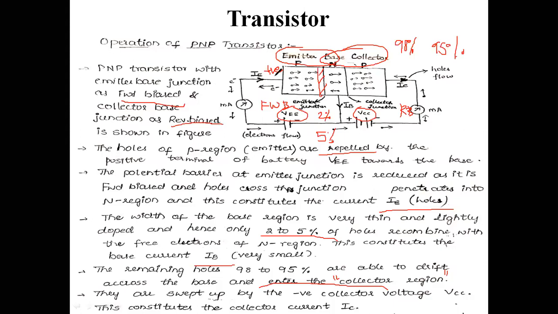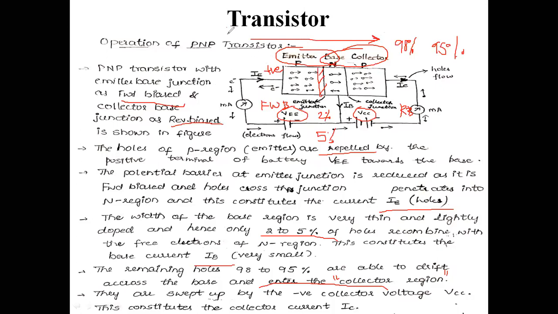The emitter terminal is connected to the positive terminal of the battery: the p-type semiconductor material is connected to positive, and the n-type semiconductor material is connected to negative. Then it is in forward bias condition. Due to the forward bias condition, the majority charge carriers, that is holes, flow from emitter to collector.